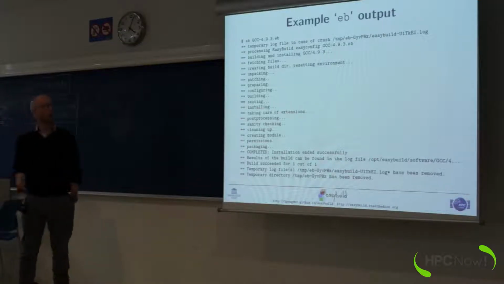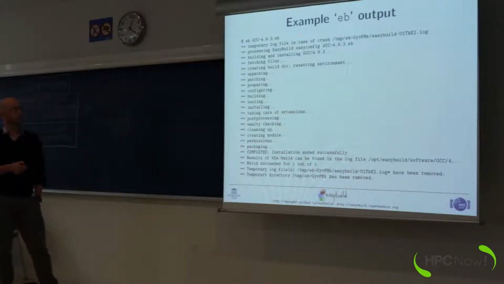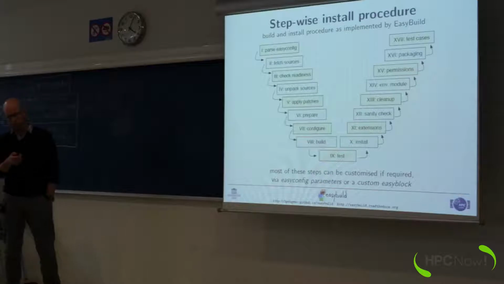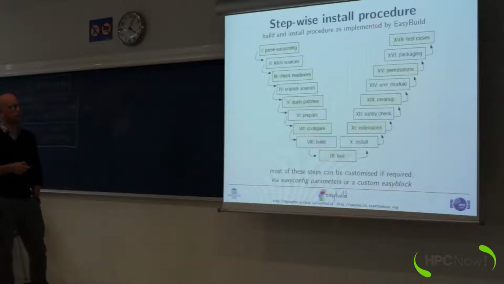So here's an example of what the output from an EasyBuild command looks like. This is basically just for GCC, but it goes through a number of steps, tells you when it's completed, and it'll also tell you that there's a log file available, and you can look at exactly what happened at each stage of the installation process. Just to walk you through what these steps are: this used to be a lot smaller, but as more and more people get involved, more and more steps got introduced.